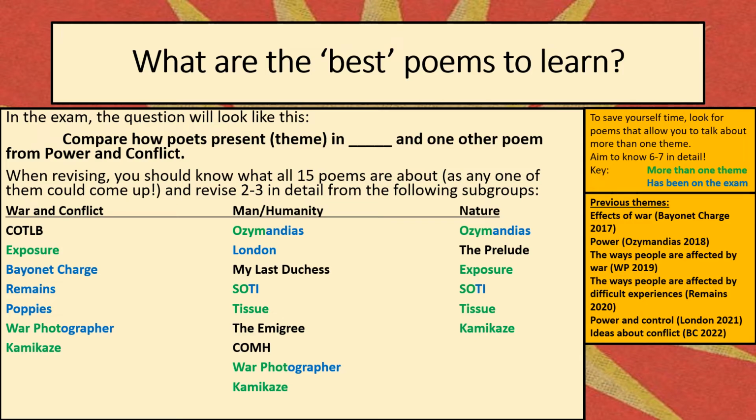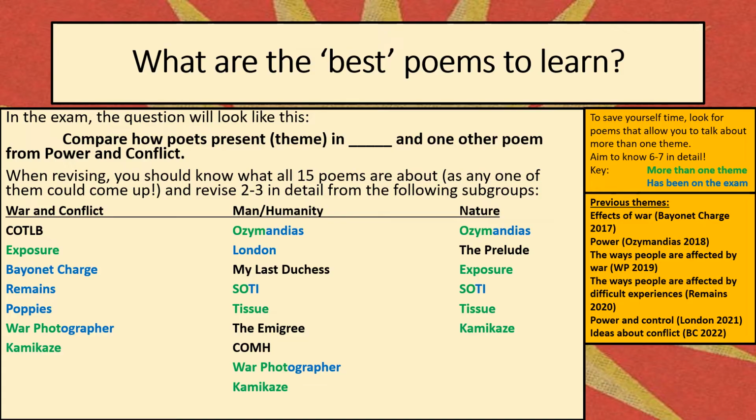And the question says ideas about conflict. And this is where I'm going to say this again. That's why that's the most important bit, the theme. Ideas about conflict means, in theory, you could talk about any one of the other 14 poems there. You probably want something that's either similar to the conflict in Bayonet Charge or different, entirely different, but you could talk about anything. Power and control in London.